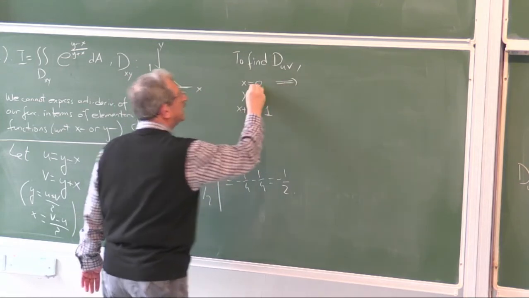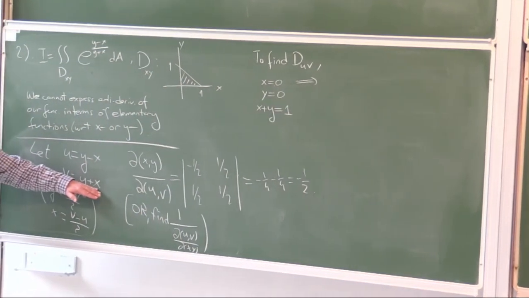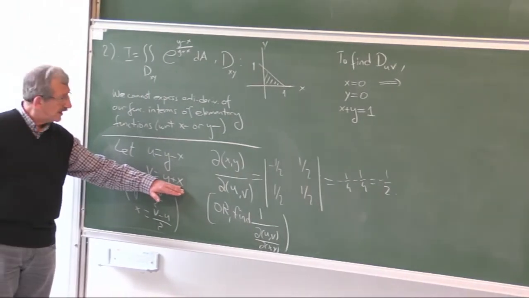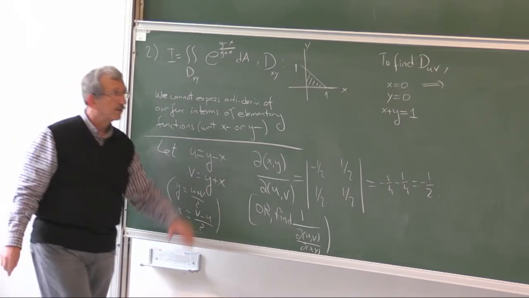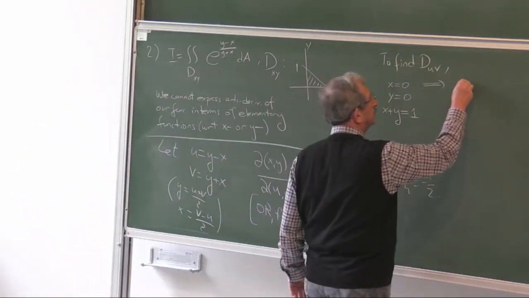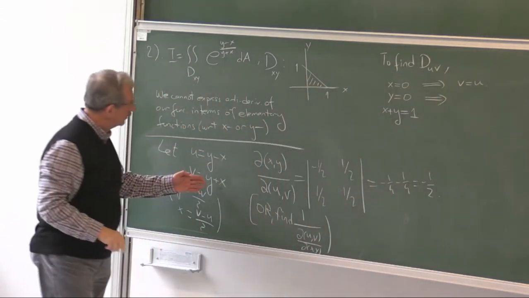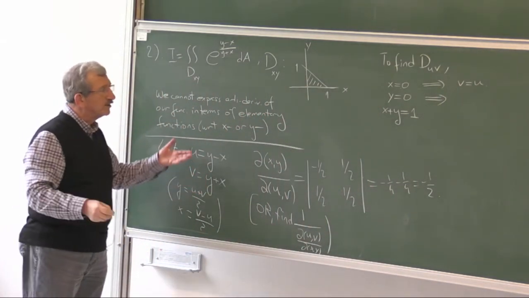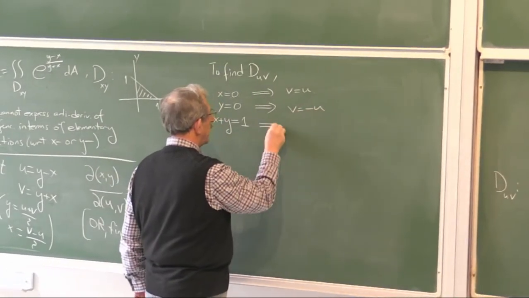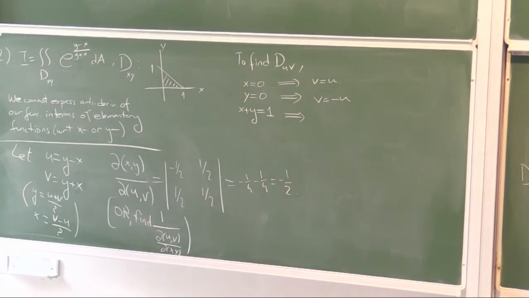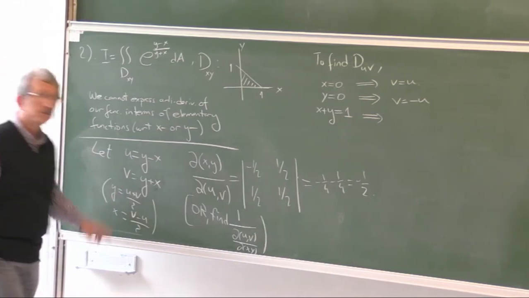Now, what does x equal to 0 become? Well, let us look at the transformation. If x is 0, it means that u is y and v is y, so they're equal. So this says v is u. If y is 0, clearly u and v are opposites of each other. In other words, v is minus u. And if x plus y is 1, well, x plus y is v, so v is 1.